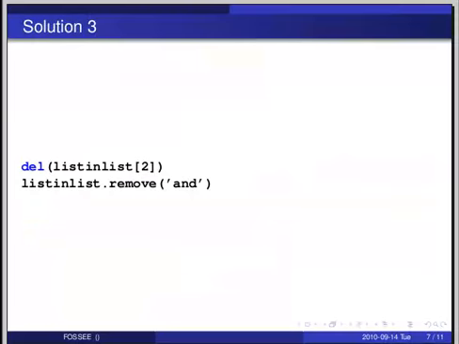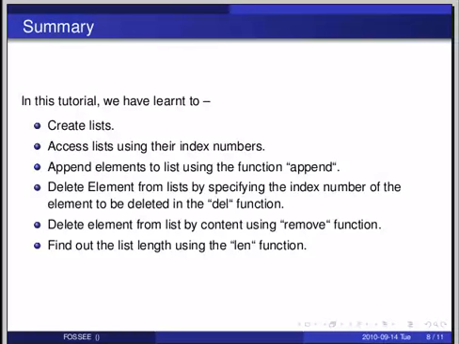So this brings us to the end of this tutorial. In this tutorial, we have learned to create lists, access lists using their index numbers, append elements to lists using the function append, then delete an element from a list by specifying the index number of the element to be deleted in the del function, then delete an element from a list using content with the remove function, and the final one is to find out the list length using the len function.